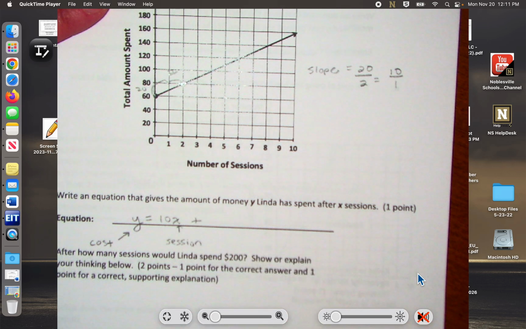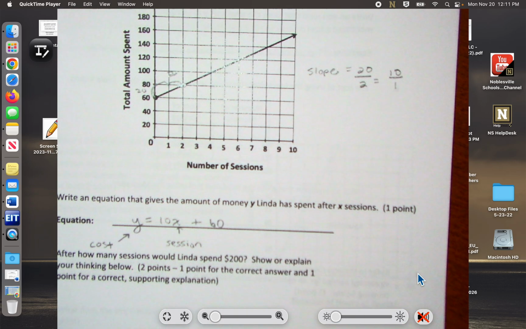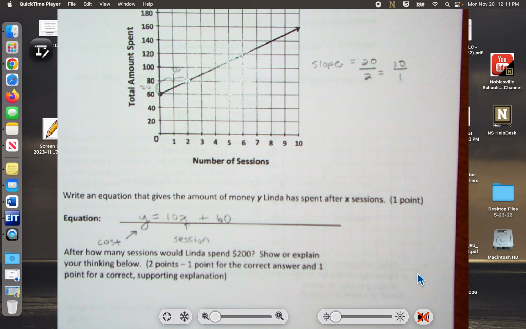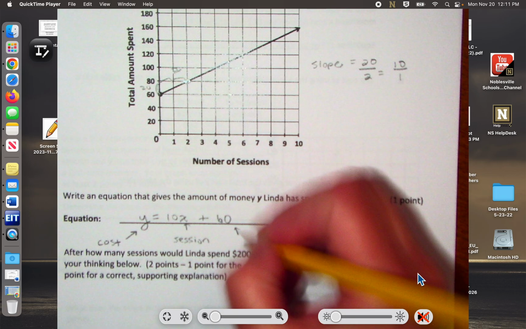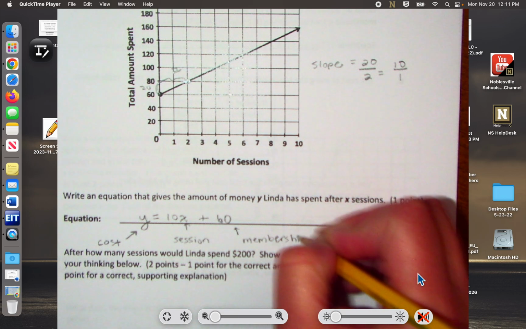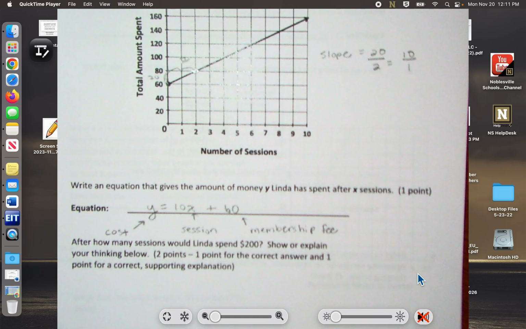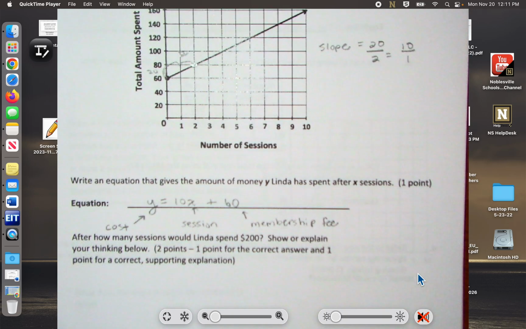And then I heard plus 60. How did you get that, Dasha? That's probably her membership fee. They don't call it a membership fee, but if you join these kinds of places, you pay just to be a member, and then you can go use their facility.